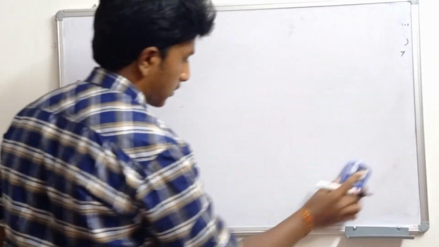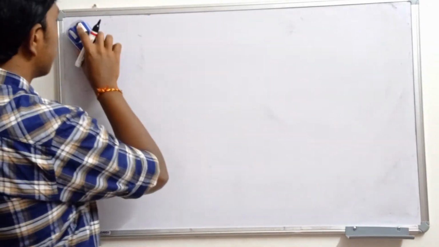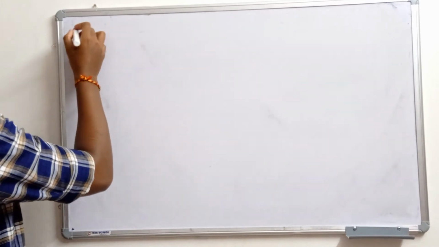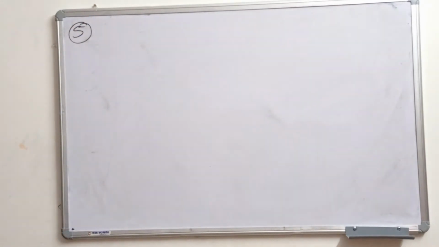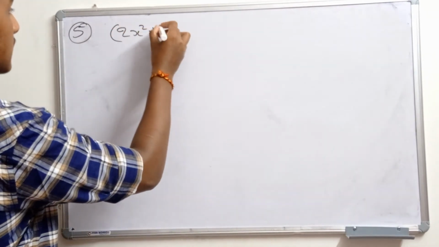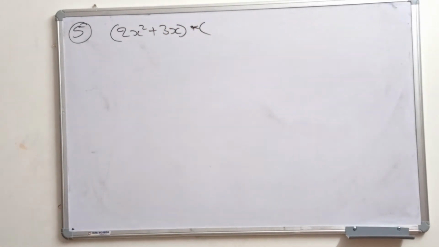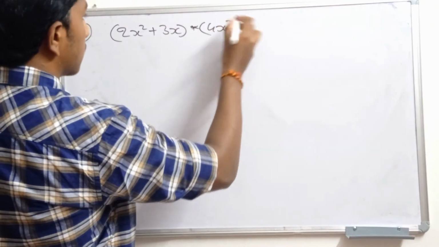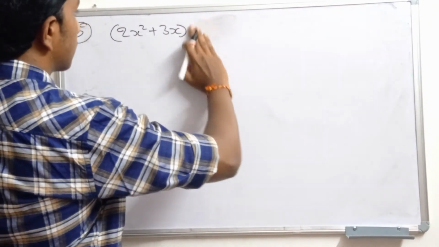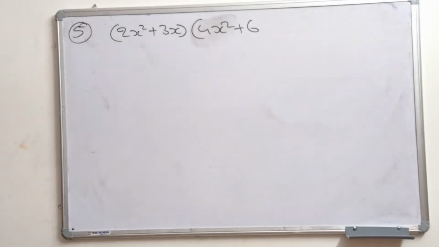The next question is on the multiplication, guys. I hope it's the 5th question somewhere, 5th or 6th, whatever it is. Differentiate 2x square plus 3x into 4x square plus 6x.